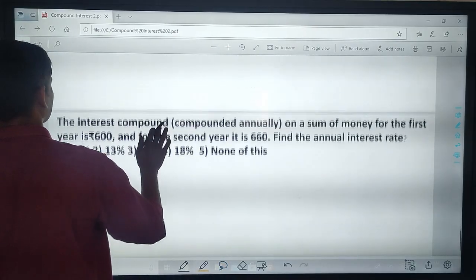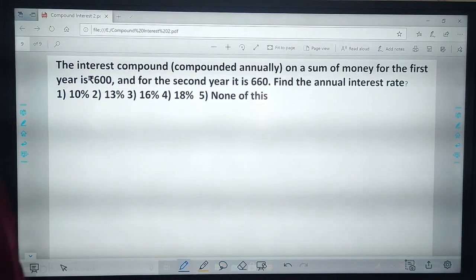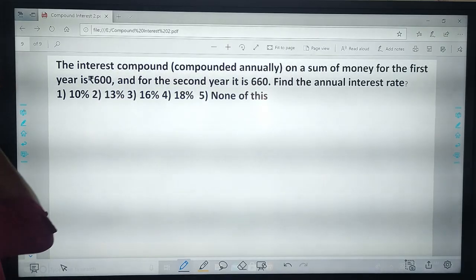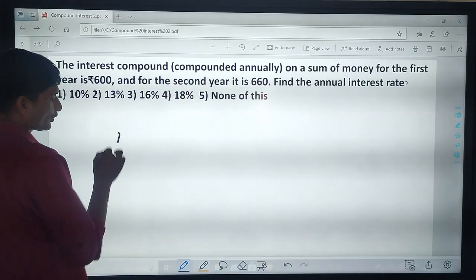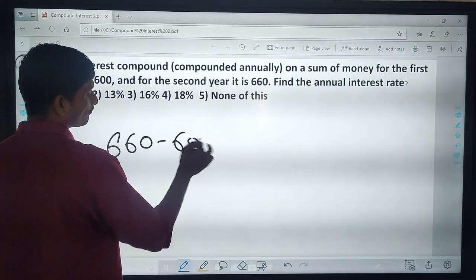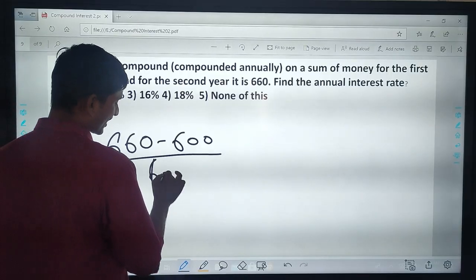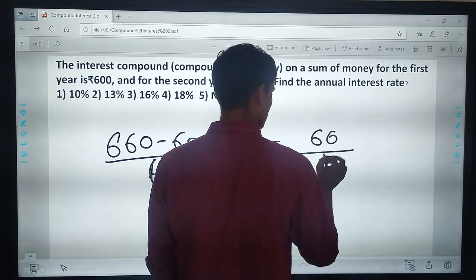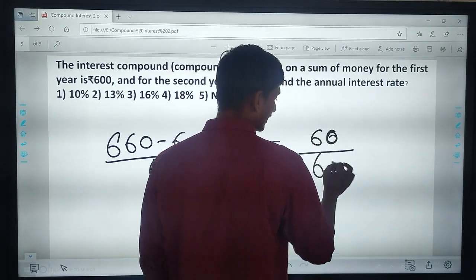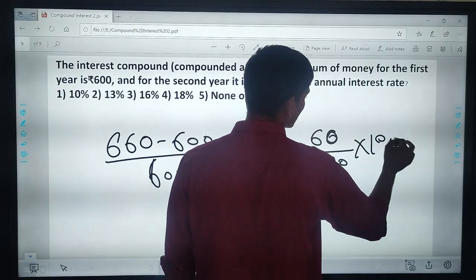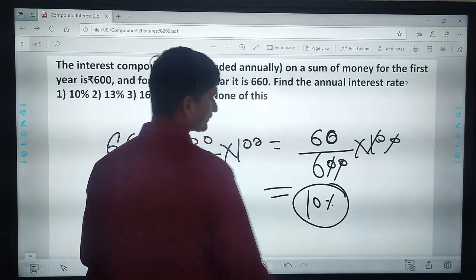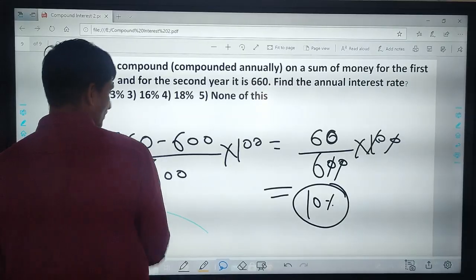Now next, the compound interest on a sum of money for the first year is 600 and for the second year is 660. Find the annual rate of interest. Here we directly write 660 minus 600 divided by 600 into 100. Now we take the subtraction of these two, divided by 600 into 100. Now the zeros get cancelled. The remainder is 10%. Now your answer is 10%.